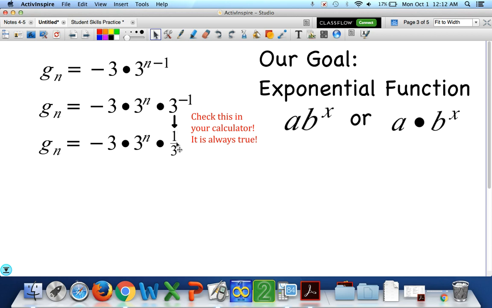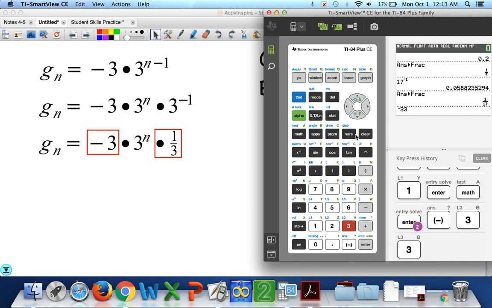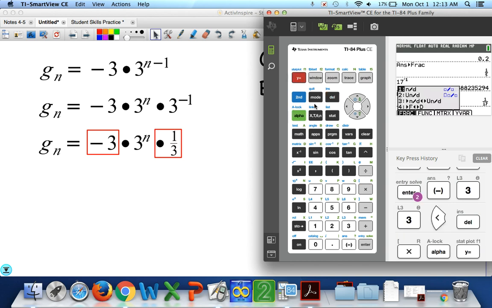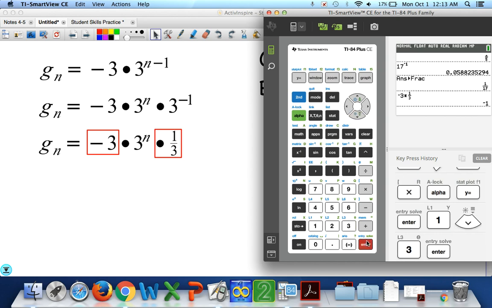Now, why is this useful? You said we still got 3 parts, Mr. Rowe. In fact, it looks worse than it did to start with. Well, these two pieces, -3 and a positive 1/3, since they don't have exponents on them, can be multiplied together, okay? Whenever we multiply a -3 and a 1/3, if you don't believe me, throw that in the calculator: -3 times 1/3, using alpha y equals, enter, that's how we get our fraction bar. It's going to give me that -1.